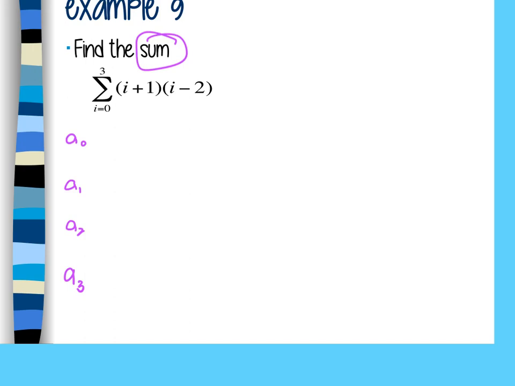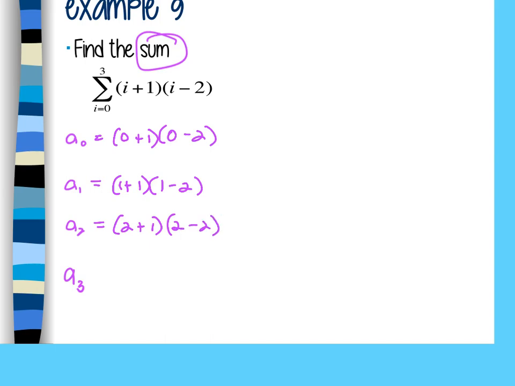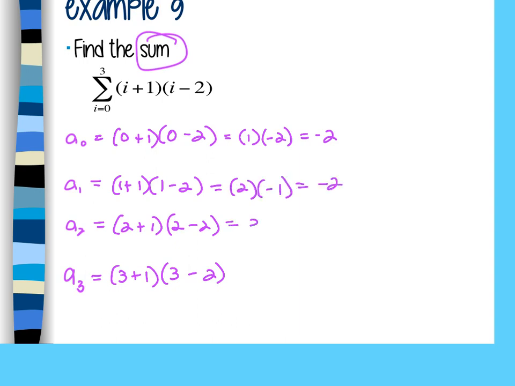Add them all up. So this is 0 plus 1 times 0 minus 2. 1 plus 1 times 1 minus 2. 2 plus 1 times 2 minus 2, 3 plus 1 times 3 minus 2. So I get 1 times negative 2, negative 2. 2 times negative 1, negative 2. 3 times 0, 0. 4 times 1, 4.